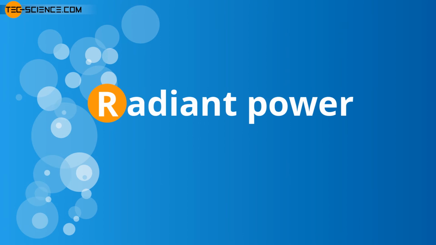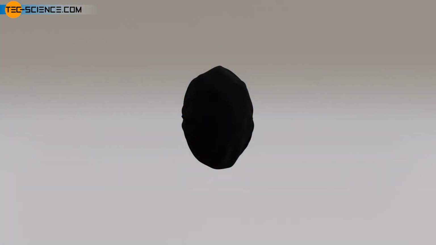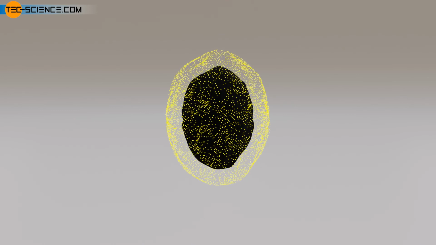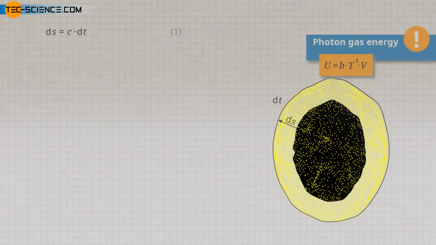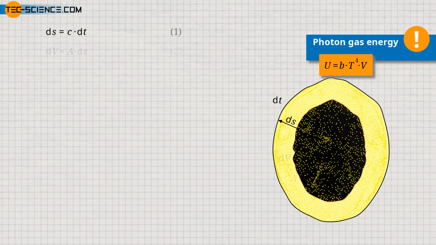Radiant power. In the following, a blackbody with a surface area A is considered, which is in thermodynamic equilibrium at a given temperature. This blackbody emits photons that move away from the surface at the speed of light c. In the case of a hollow body, first into the cavity, and then through the hole into the environment, or as in the case of a solid body directly into the environment. Within the infinitesimal time delta t, these photons cover a certain distance delta s. Since the photons are emitted from the surface area A, they occupy a certain shell volume around the blackbody within the time delta t.